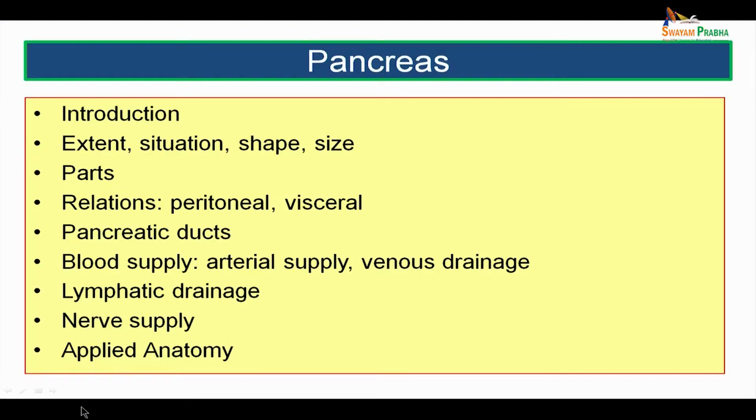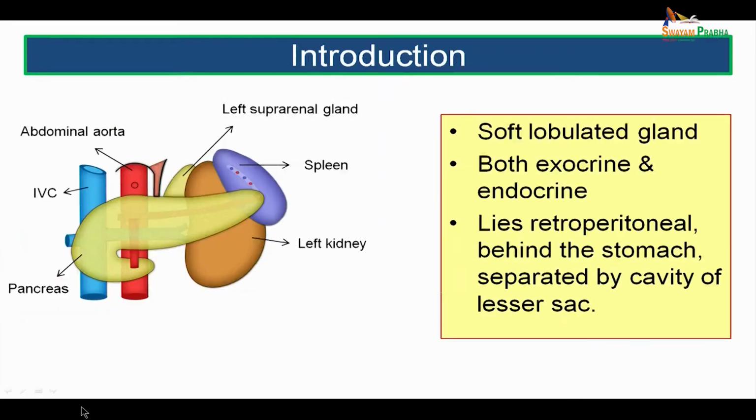We will be covering pancreas under the following headings: introduction, extent, situation, shape and size, parts of pancreas, the relations which will include the peritoneal as well as the visceral relations, the pancreatic ducts, the blood supply which will include the arterial supply and the venous drainage, the lymphatic drainage, the nerve supply and the applied anatomy points.